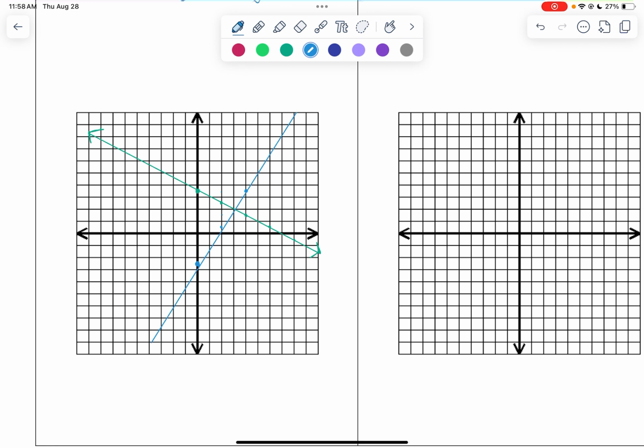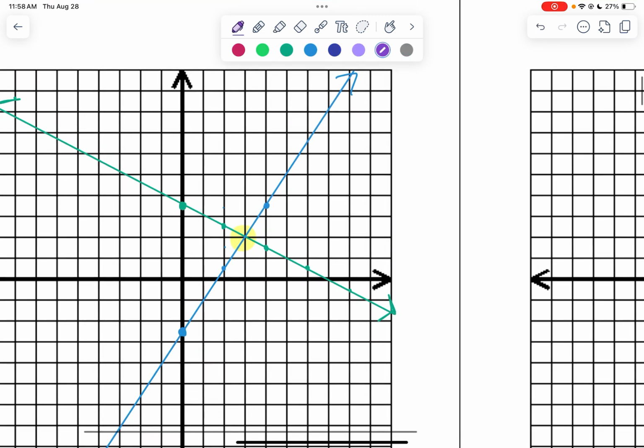And then if I have done it right, I should see where they intersect. And it's hopefully a clear point, which it looks like it is. So that point right there is our solution. So that point is (3, 2).